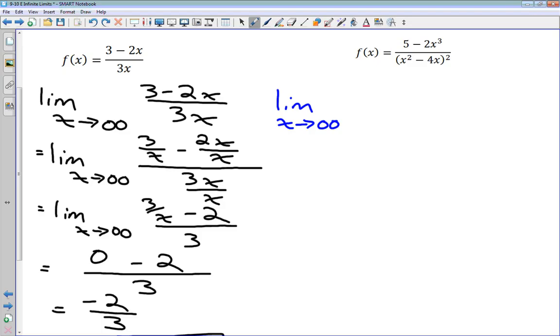For this one, I'm going to expand out that bracket in the denominator. It's going to make it a little bit easier. So x squared times x squared is x to the power 4 minus, I think I get 8x cubed here, plus 16x squared.